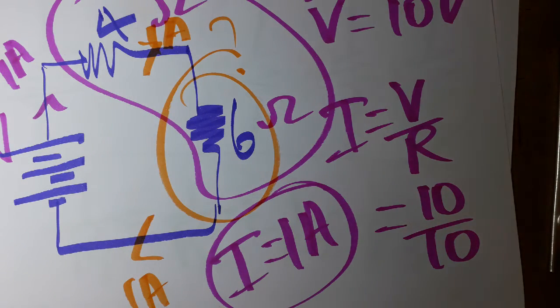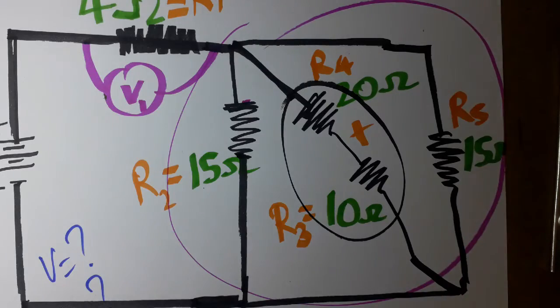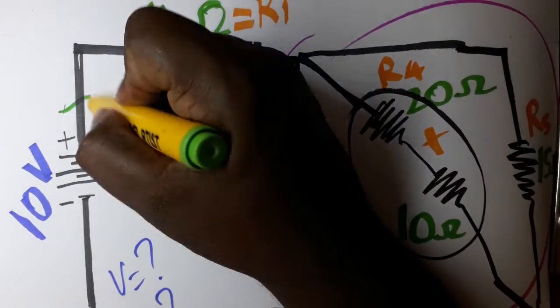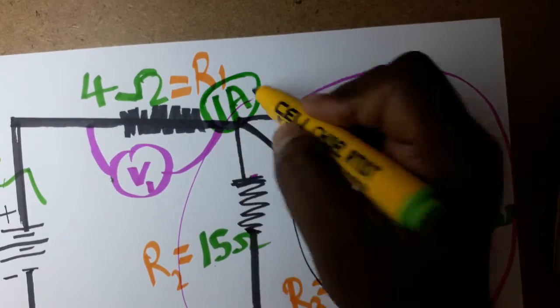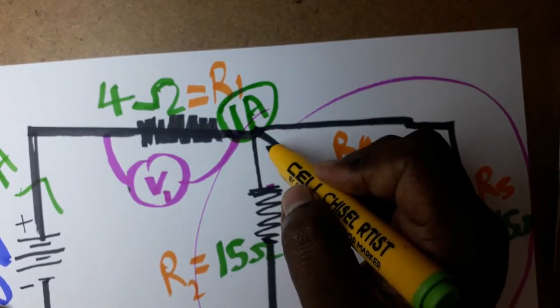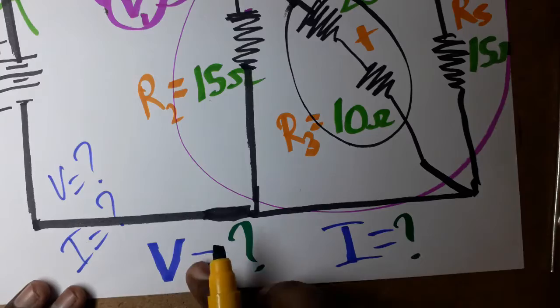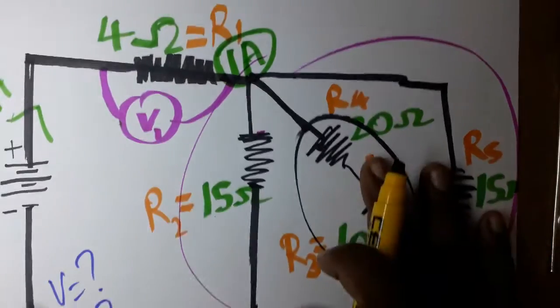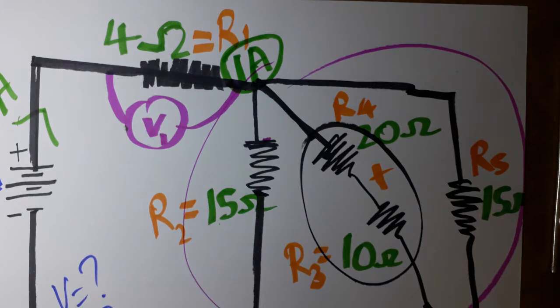So I'll show again the circuit we had initially. This is the initial circuit. We found that 1 ampere of current is flowing, starting from here. So here it is 4 ohms, and here it is 1 ampere. Now what voltage is it going to produce? The question is what are V and I for each resistance, and that is what we are going to find. First I will find the voltage at the 4 ohms.